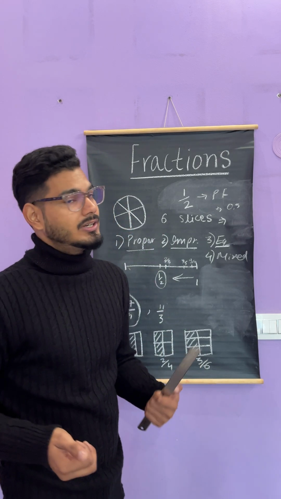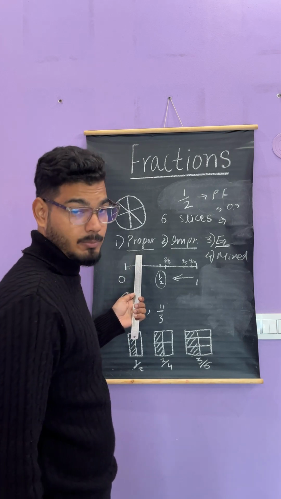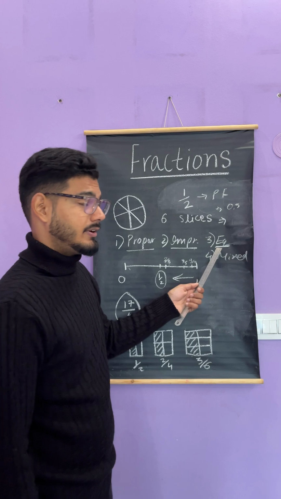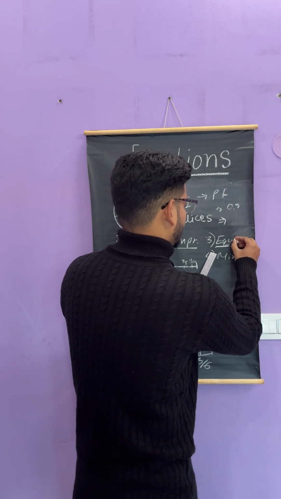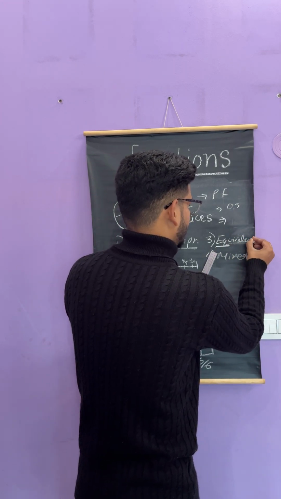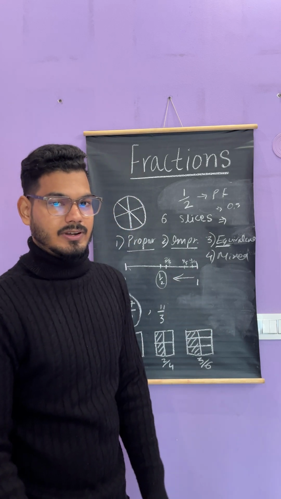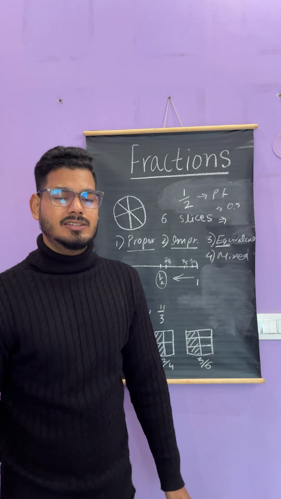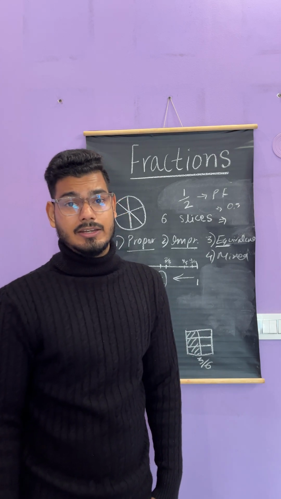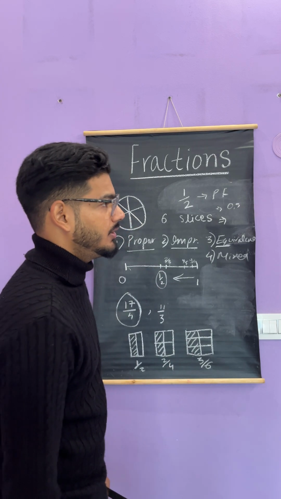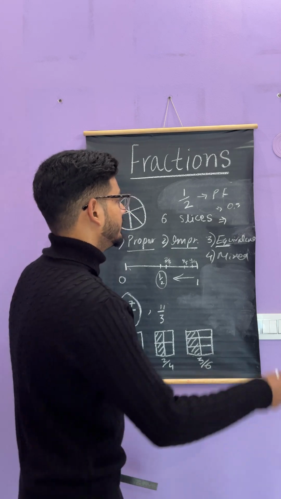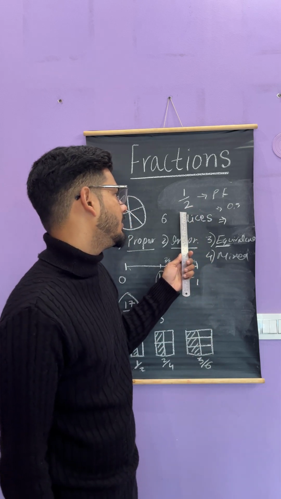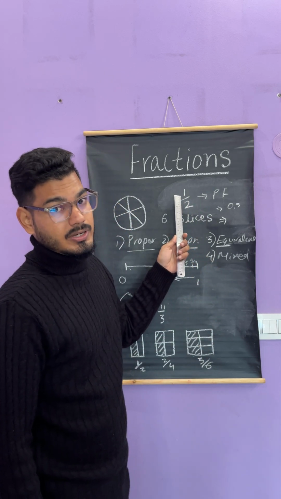Now moving on to the types of fraction. We have proper fraction, improper fraction, equivalent fraction, and then we have mixed fraction. So now moving on to the first type of fraction. A proper fraction is one where the denominator value is greater than the numerator value. For example, let's take 1 upon 2. This is an example of a proper fraction because the denominator value is greater than the numerator value.